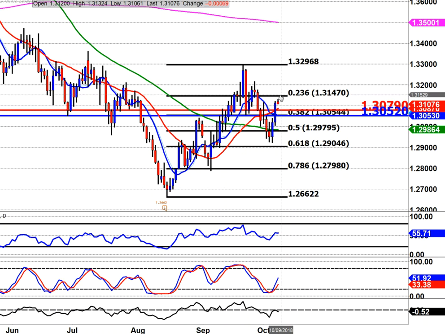So unless we break 131.50, or at least that level there, which is coming in at 131.77, as long as we can stay below here, then this becomes a bear flag on the weekly charts.